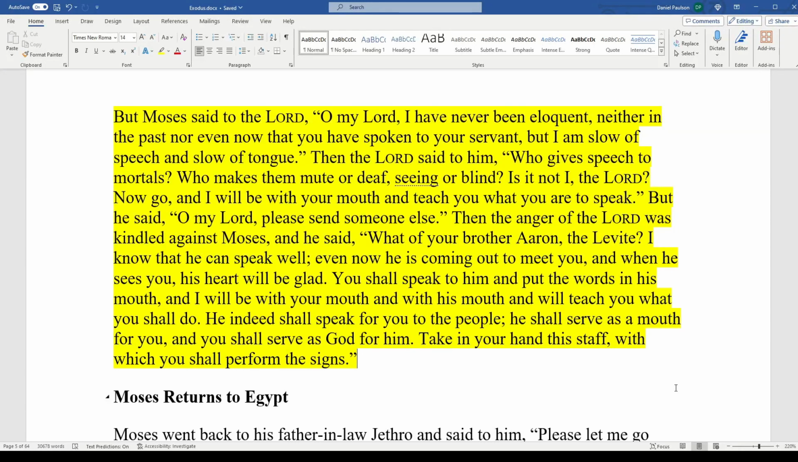You shall speak to him and put the words in his mouth, and I will be with your mouth and with his mouth, and will teach you what you shall do. He indeed shall speak for you to the people. He shall serve as a mouth for you, and you shall serve as God for him. Take in your hand this staff with which you shall perform the signs.